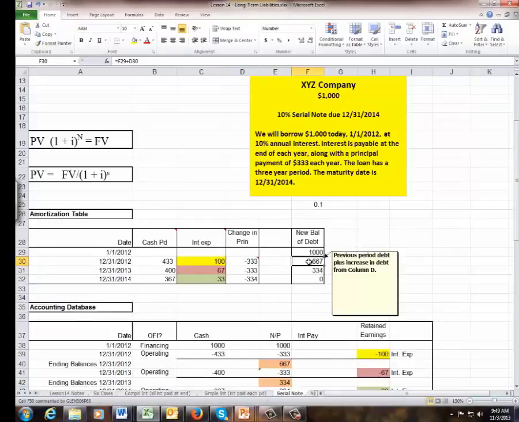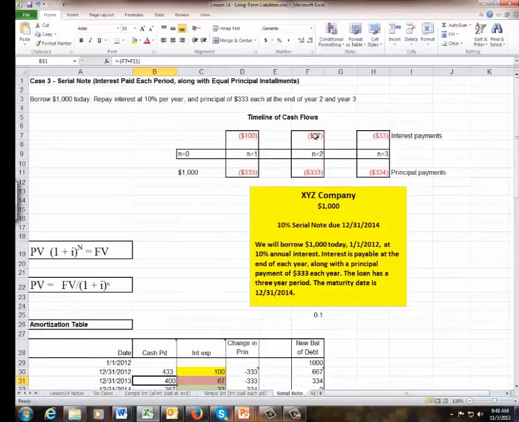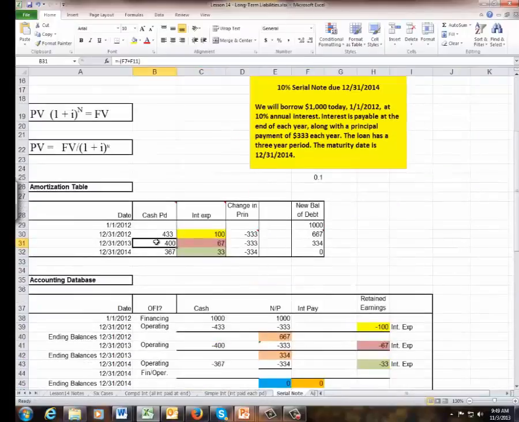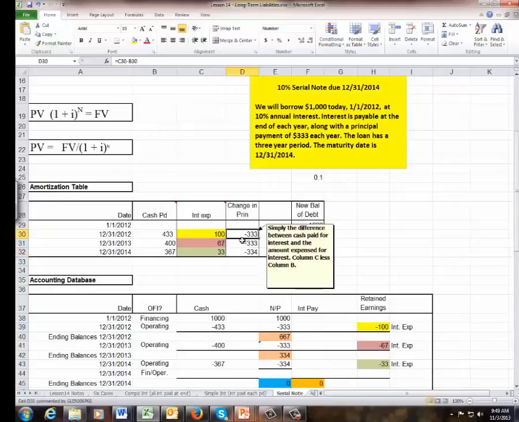In the next period, we owe interest of 10% of $667, which is rounded to 67. We add $333 to that, 67 plus $333, so our payment here is $400, thereby reducing the principal once again by 1/3 of the principal, or $333. Notice that we're amortizing this debt in equal series, and the series amount is 1/3 of the principal.